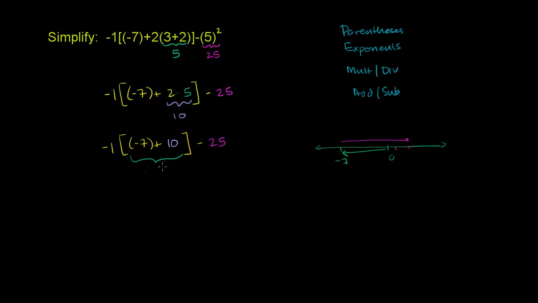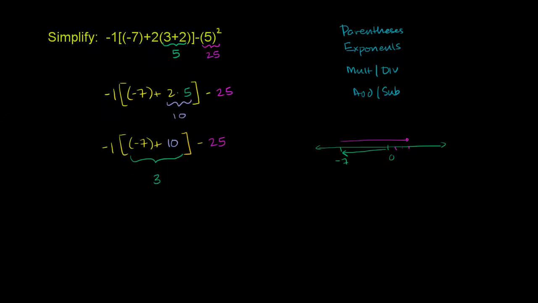Another way to think about it is we are adding integers of different signs. We can view this sum as going to be the difference of the integers. And since the larger integer is positive, our answer will be positive. So you could literally just view this as 10 minus 7. 10 minus 7 is 3. So this becomes a 3.